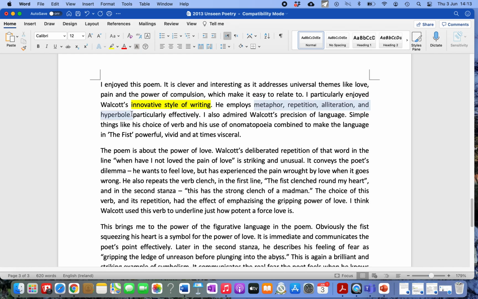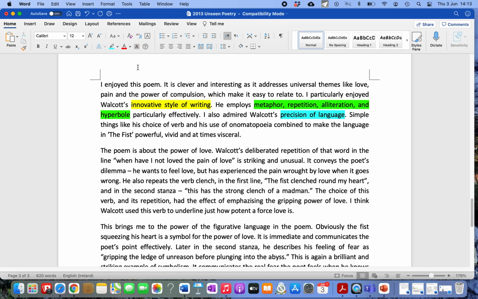See that list? That shows you know your stuff, and that has the examiner sitting up straight going, okay, well, here we have a serious candidate. I also admired Walcott's precision of language. Okay, very good. Again, you're seeing this kid knows what they're talking about. This candidate is not a waffler, not a spoofer.